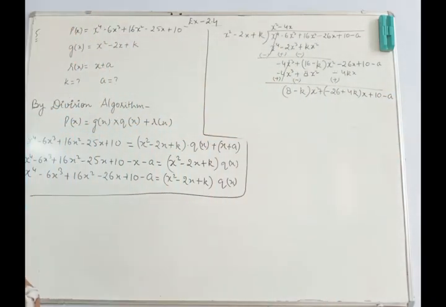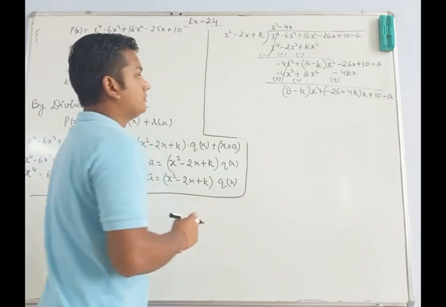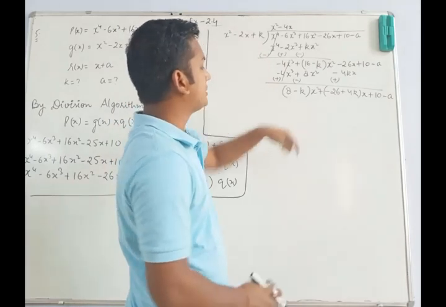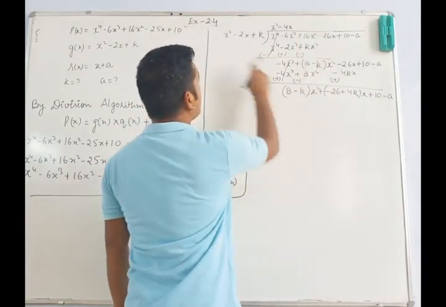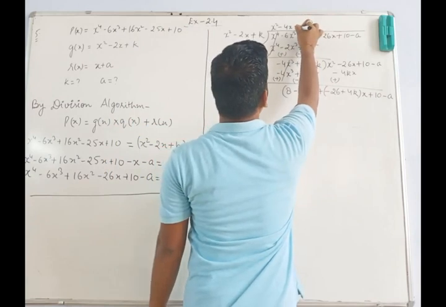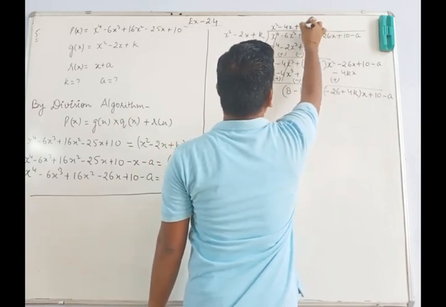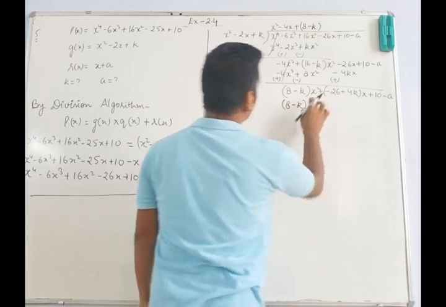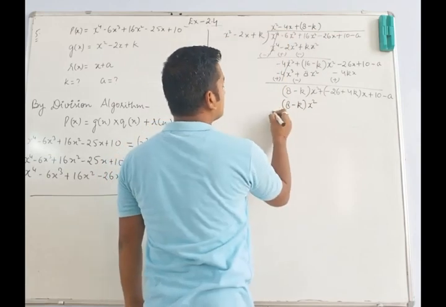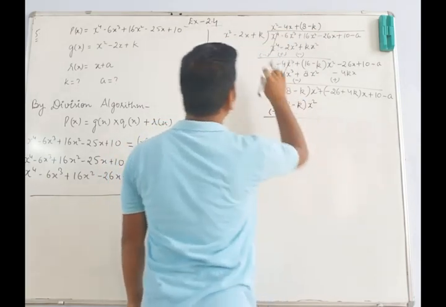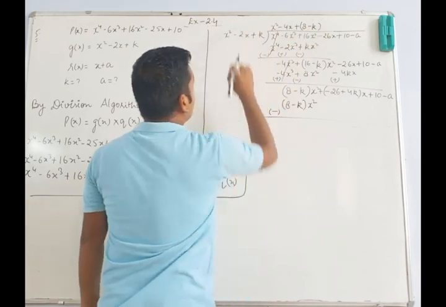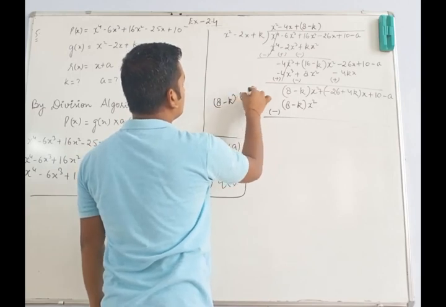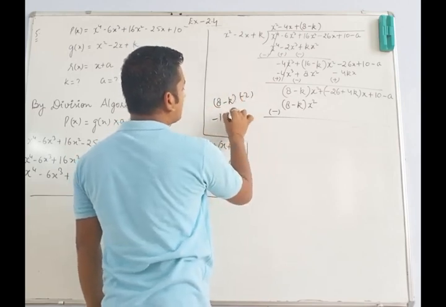Okay, students. Now divide it with 8 minus k. So to get 8 minus k x square, we will be multiplying plus (8 minus k). So what will it become? (8 minus k) x square, so it is positive. Now the sign will change and it will become negative. And (8 minus k) into 2, so what will it give you? (8 minus k) into minus 2. Multiply it: minus 16 plus 2k.